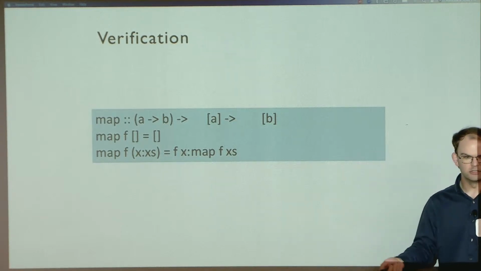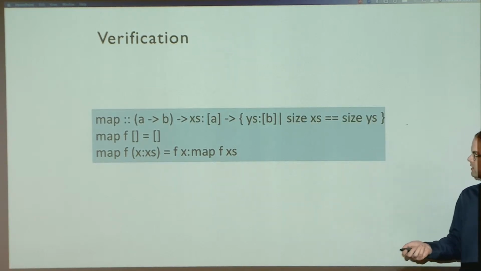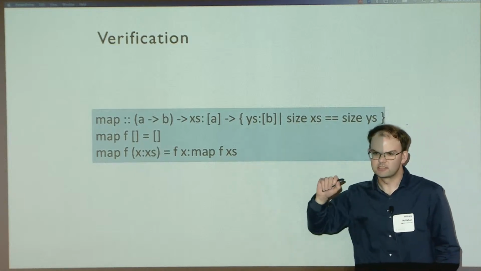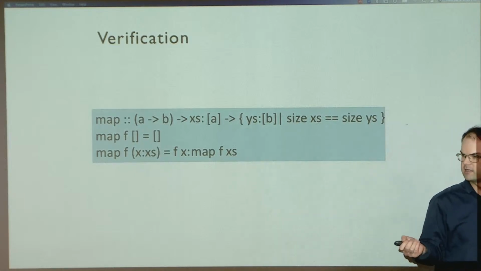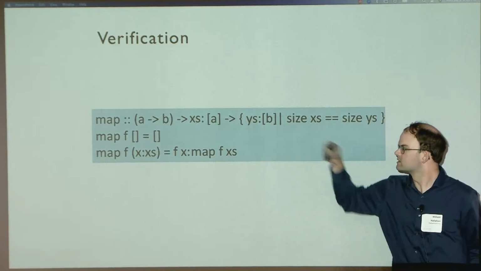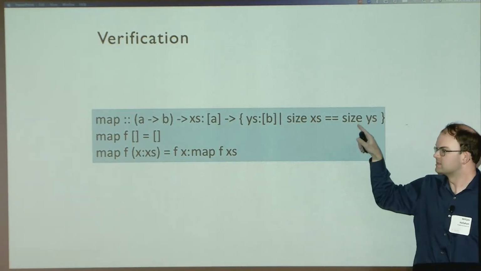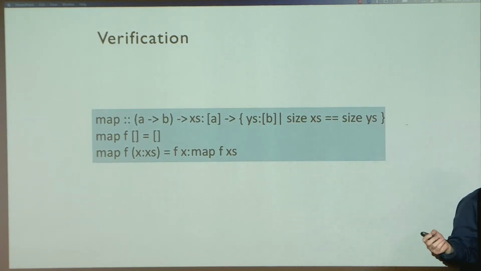And if I want to verify this, I'm going to need some specification. So I'm going to name my list that's an input X's. I'm going to name my list that's an output Y's. And I'm going to say that the size of X's is equal to the size of Y's. So map isn't changing the length of the list. And if I give this to a verifier, it will be able to tell me this is true.